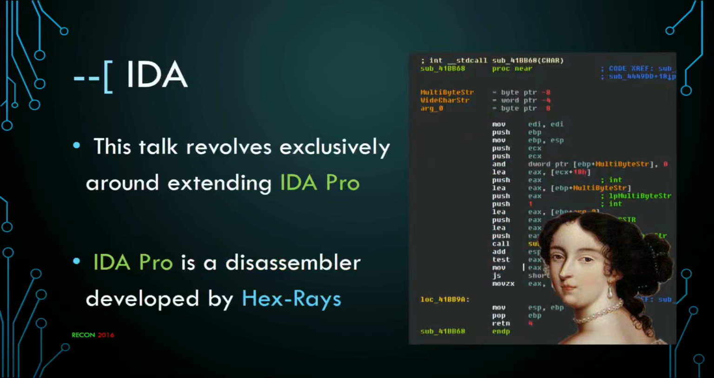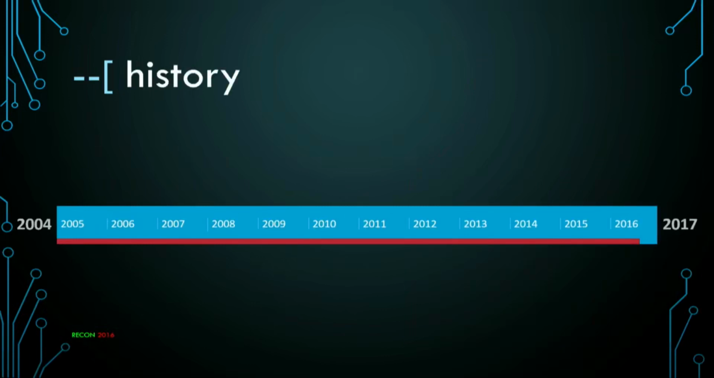So if you don't know already, this talk is almost purely about IDA. IDA Pro, if you don't know, it's a disassembler developed by Hex-Rays. They're here somewhere. I'm sure all of you know what it is. You probably all have a license, hopefully. So just to give some background on our project and the history of collaborative reverse engineering in the context of IDA Pro.